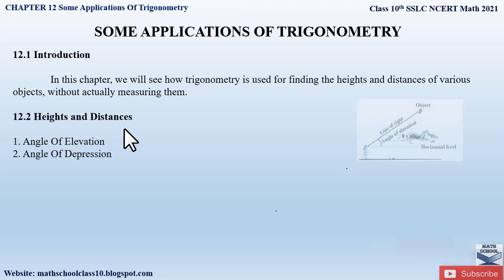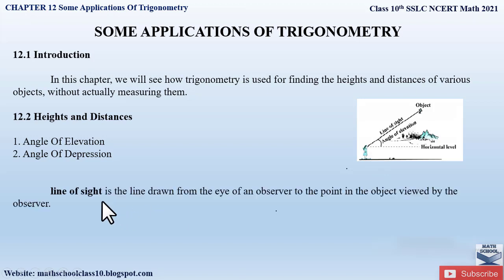So let us take an example. In this picture you can see a girl who is looking at an object, that is a kite flying in the sky. A line drawn from the eye of the girl to the object, that is the kite, is called the line of sight. Okay, this is the line of sight. You can see here that it is the line drawn between the eye of the observer, or the girl, to the object. So the line of sight is the line drawn from the eye of the observer to the point on the object viewed by the observer.